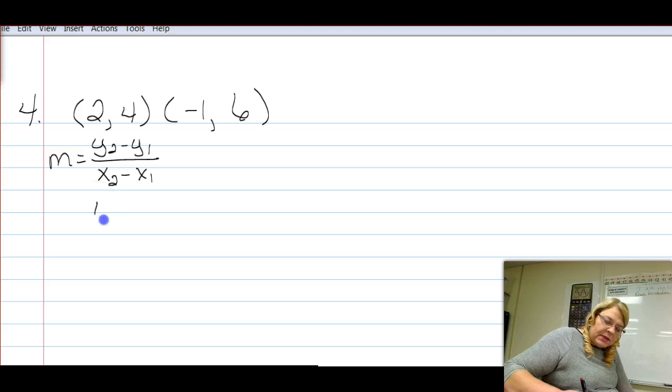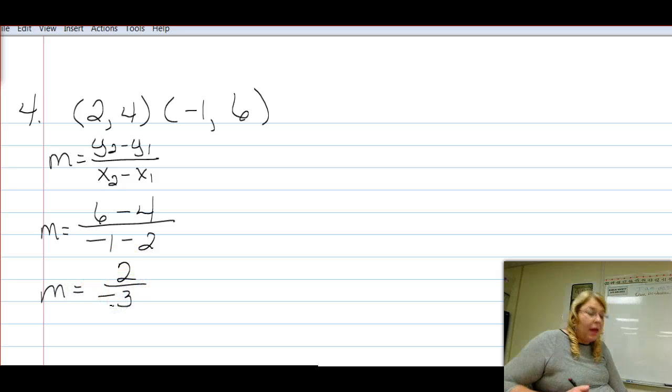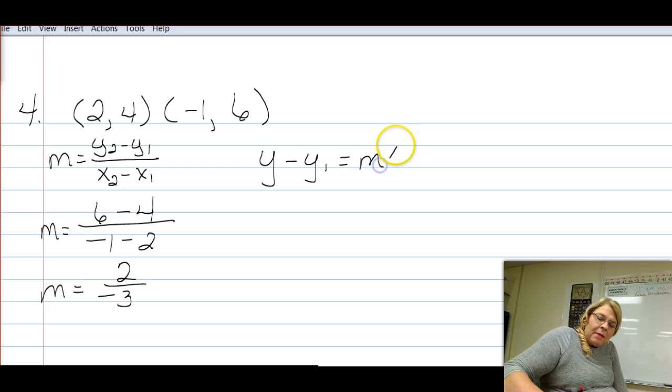I'm going to use 6 minus 4 over -1 minus 2. That gives me a positive 2 over a -3, so my slope is -2/3. Now that I have my slope, I'm going to use y minus y sub 1 equal m times x minus x sub 1.